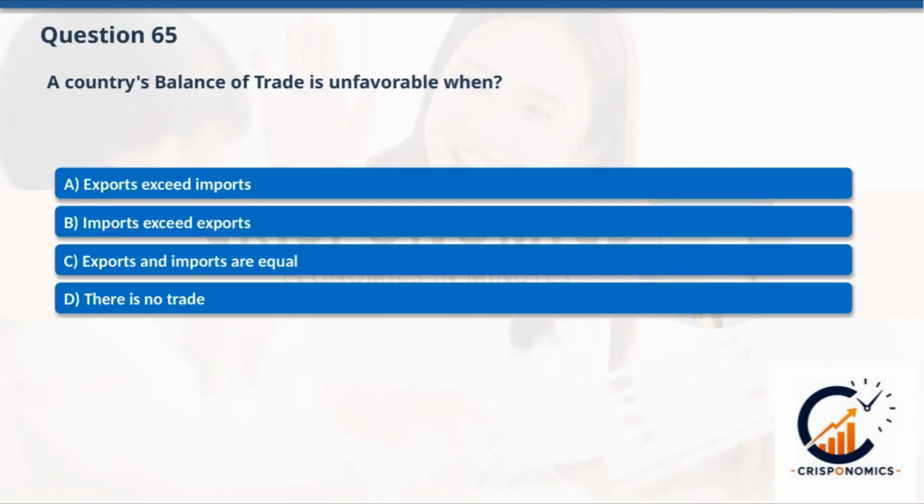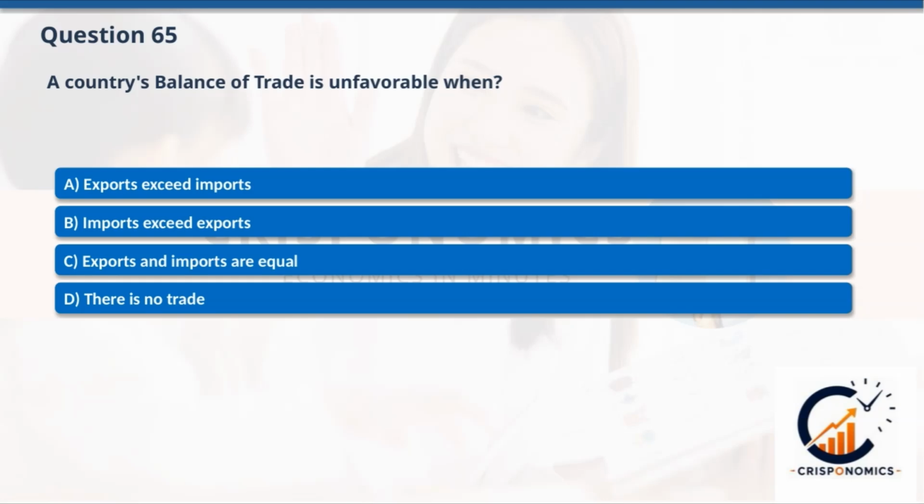Let's talk about a country's balance of trade. When is it considered unfavorable? The balance of trade compares exports and imports. If exports exceed imports, that's usually positive. If imports exceed exports, the balance is unfavorable. When exports and imports are equal, the trade is balanced.